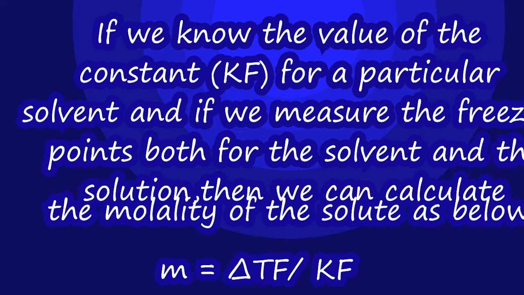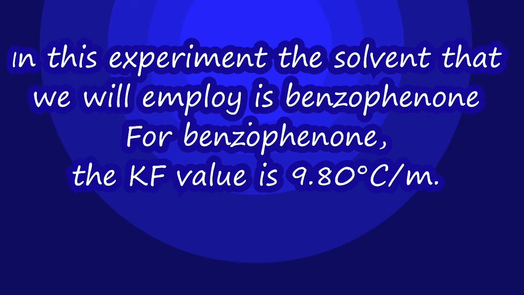So you have the value for Kf, you find delta TF experimentally, and you can calculate the molality. Because molality times kilograms of solvent gives you the number of moles, you use the molality to find the number of moles. When you have the number of moles, you can divide the mass by the number of moles in order to get the molar mass.